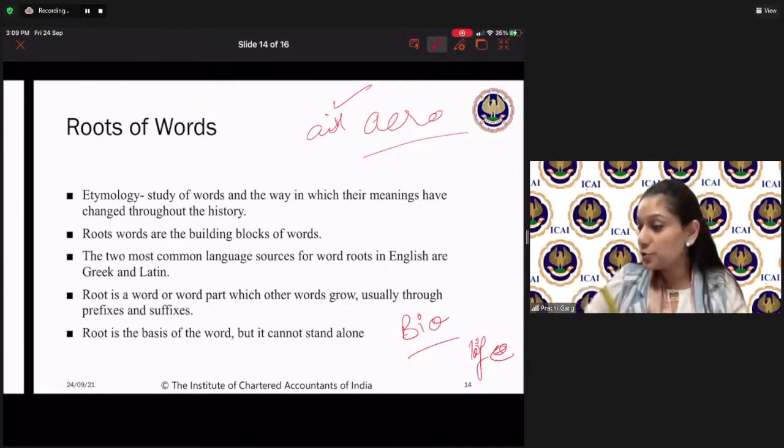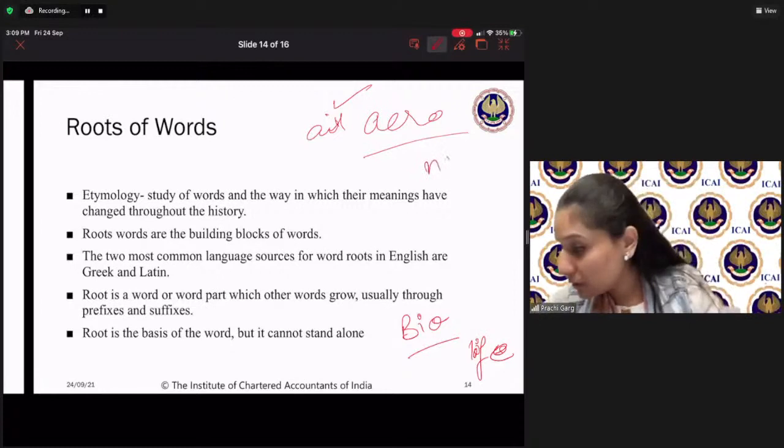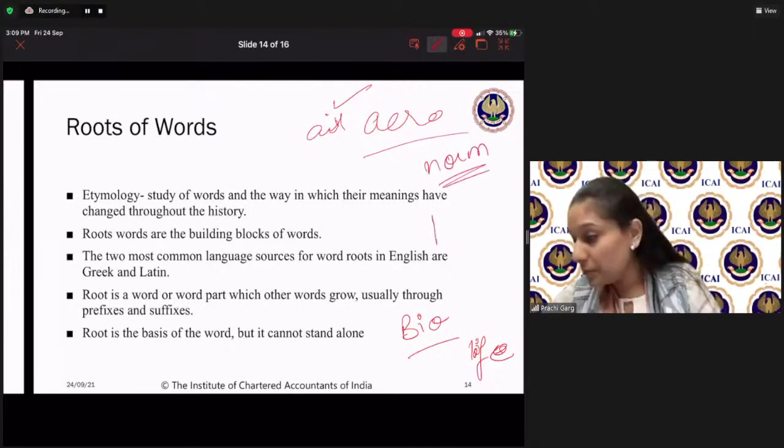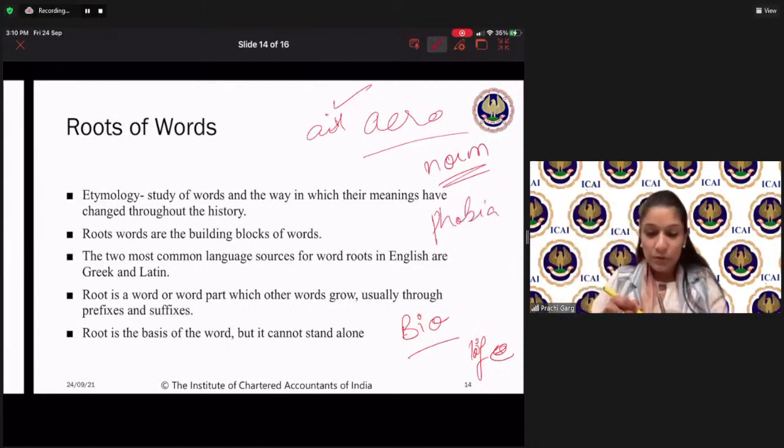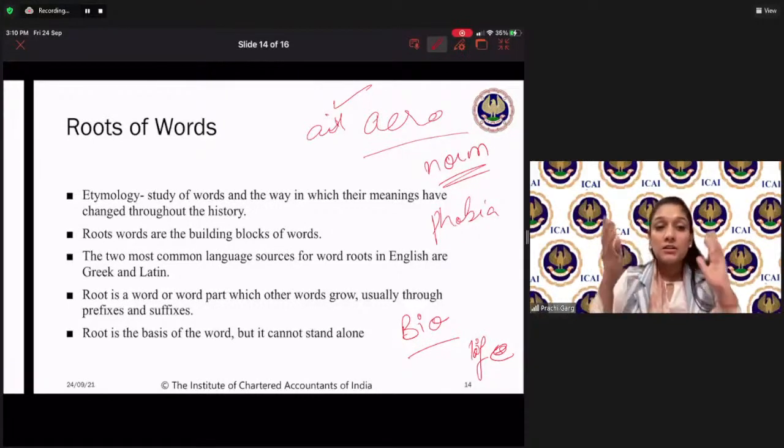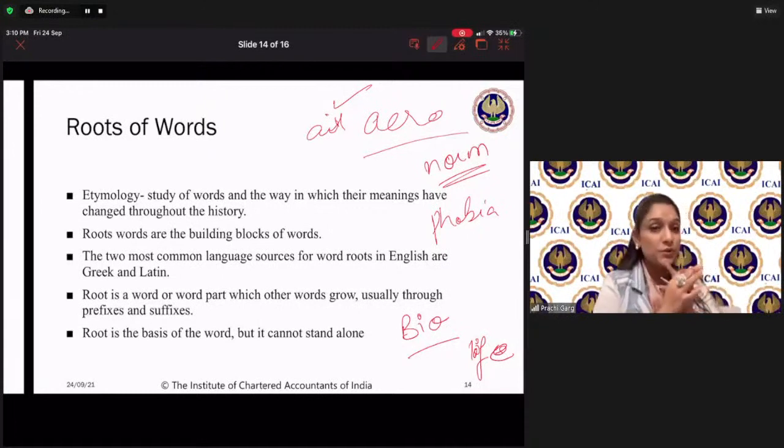I'm going to give you two more root words. Quickly tell me if you can make words out of them. This is norm and this is phobia. What do you mean by norm and what do you mean by phobia? Phobia is fear, of course, and norm is typical. So let's see if you can make two or three words each from these root words. Norm, phobia.